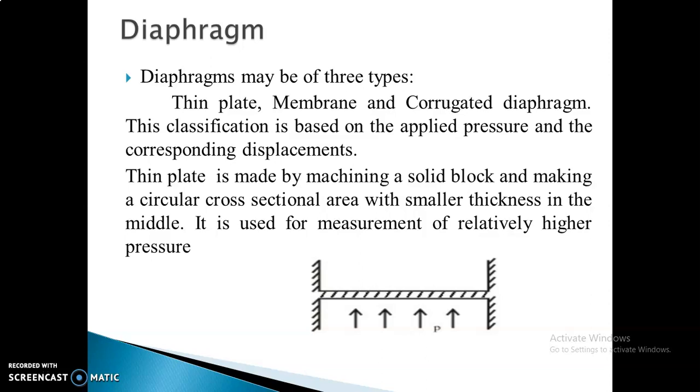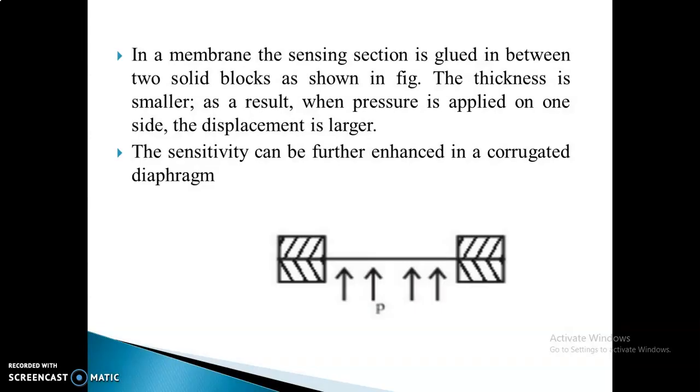The diagram shows a thin plate. At the bottom you can look, the indication is pressure. So when the pressure is applied, automatically the lower portion will rise into the upper, so automatically the thickness will be lesser. It is made by machining a solid block and making a circular cross-sectional area with smaller thickness in the middle portion. That is how they are measuring the pressure in the diaphragm.